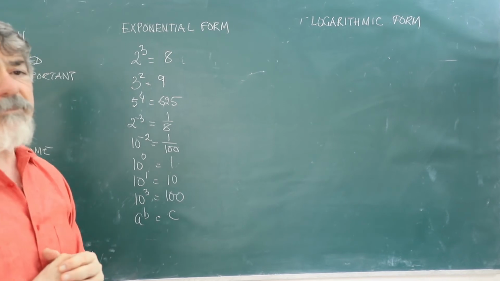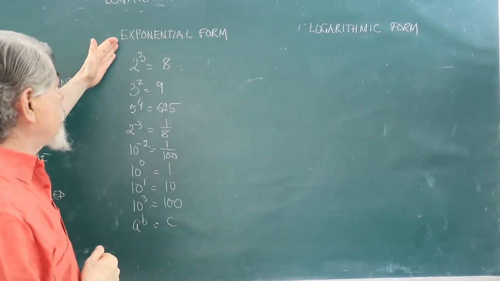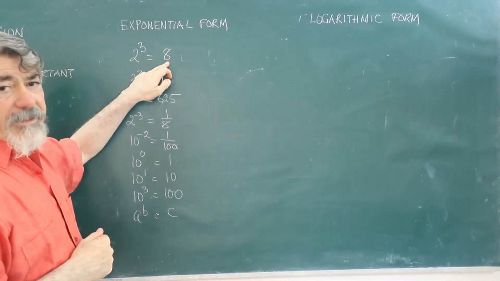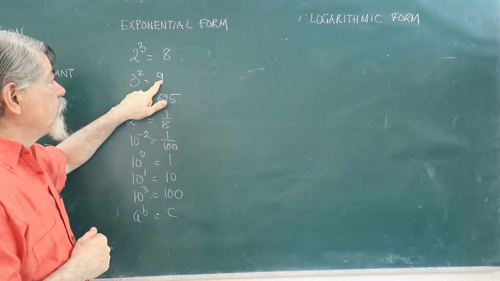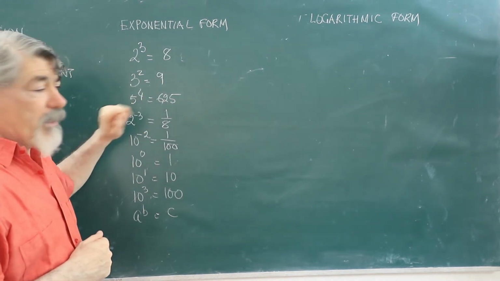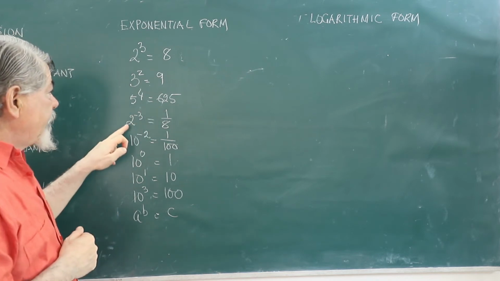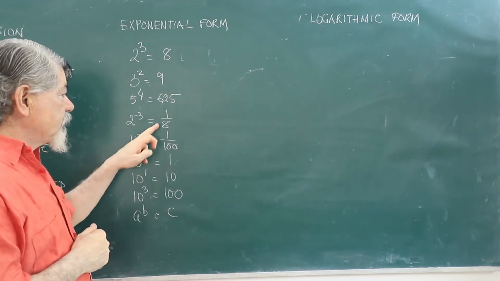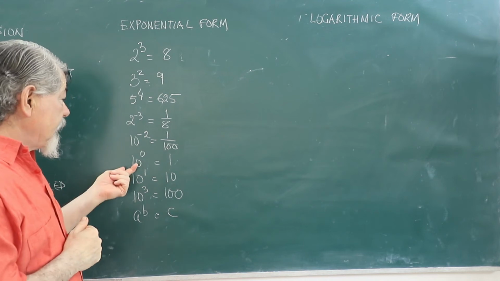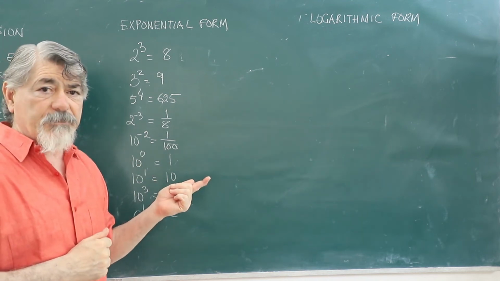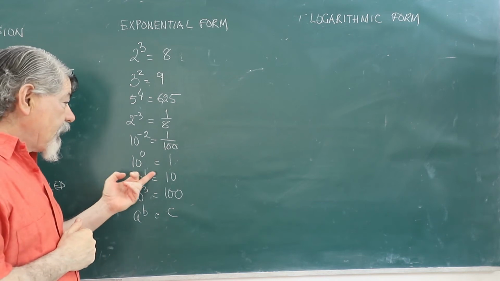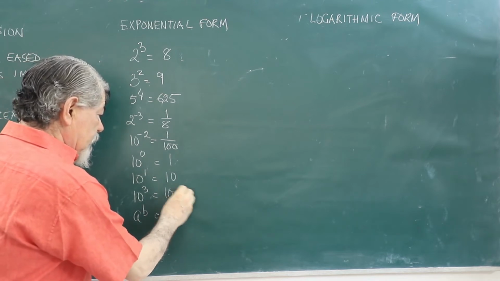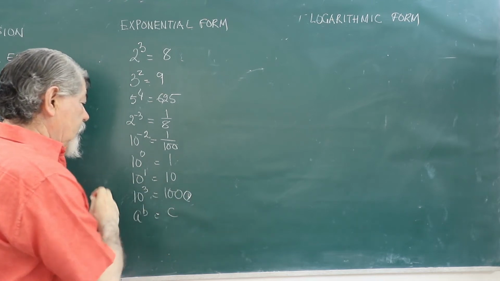Another thing which you have to remember and keep in your mind: these are exponential forms I have written. If I raise 2 to the power 3, I get 8. If I raise 3 to the power 2, I get 9. If I raise 5 to the power 4, I get 625. If I raise 2 to the power minus 3, I get 1 upon 8. If I raise 10 to the power minus 2, I get 1 upon 100. 10 to the power 0, any non-zero number raised to power 0, is 1. 10 to the power 1 will remain the same, 10. 10 to the power 3 will become 1000, not 100, it will become 1000.